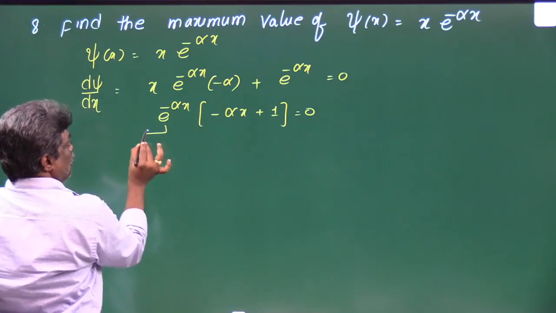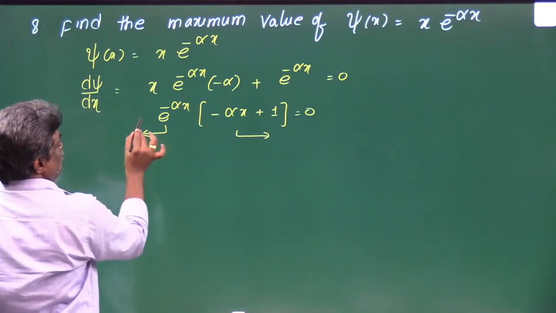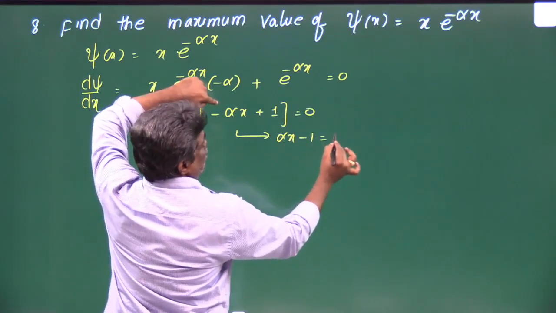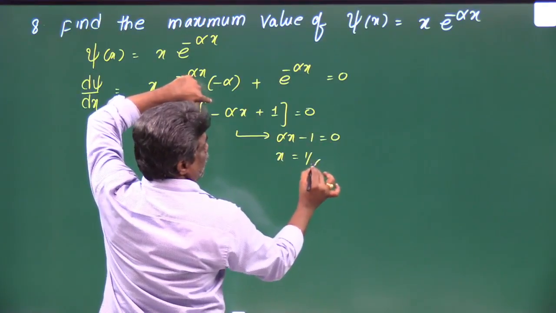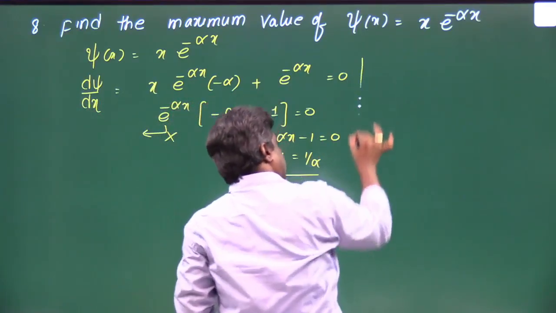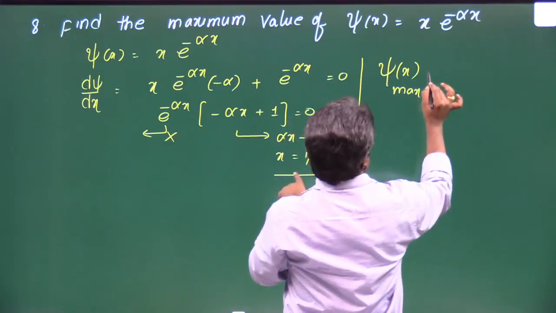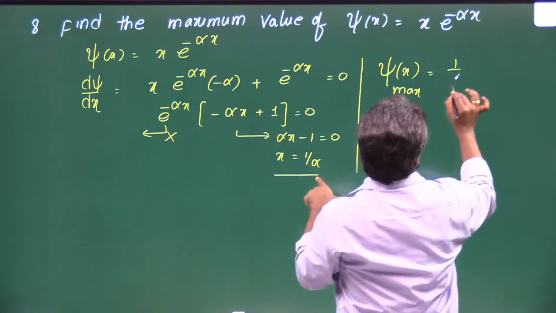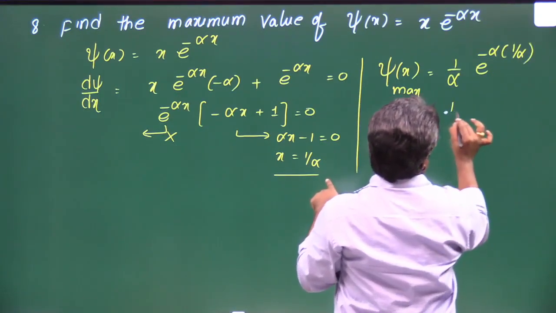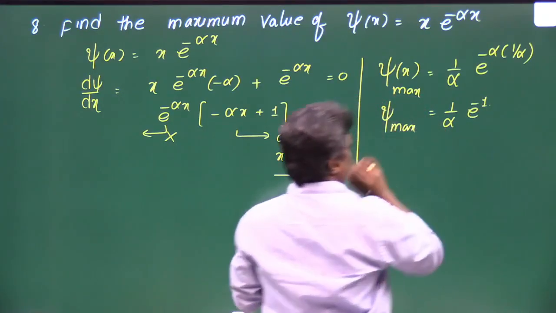So either this will be 0 or this term will be 0. But here this will be 0 only at infinity, so no need to consider. And here alpha x minus 1 equal to 0, so x is equal to 1 by alpha. So at that point the function has its maximum value, and if you want to find the maximum value of the function, just take this x value and substitute, that is 1 by alpha e raised to minus alpha into 1 by alpha, alpha gets cancelled, 1 by alpha e raised to minus 1. So this is the maximum value of the function.